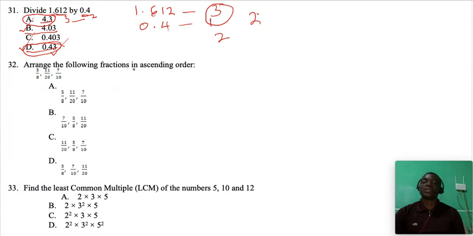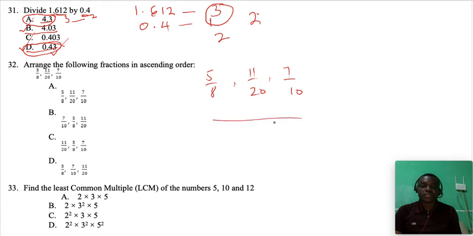Arrange the following in ascending order. So arranging this, let's find the LCM. You have 5 over 8, 11 over 20, then 7 over 10. LCM will be 80. 8 goes into 80 ten times, 10 times 5 is 50. 20 goes into 80 four times, 4 times 11 is 44. Then 10 goes into 80 eight times, so 8 times 7 gives us 56.